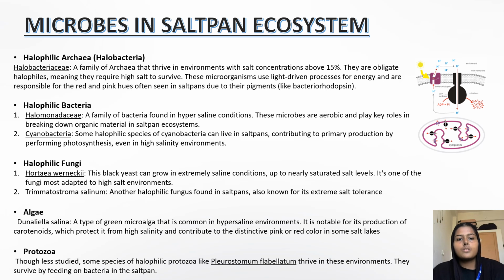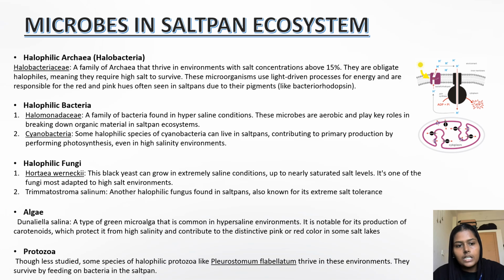Halophilic archaea, also known as halobacteria, are a group of archaea that thrive in these salt pan zones because they have the ability to survive in salt concentrations higher than 15 percent. They are obligate halophiles, meaning they require a very high concentration of salt to survive. These bacteria survive by producing pigments such as bacteriorhodopsin, which helps in energy production as well as protects them from this very harsh environment.